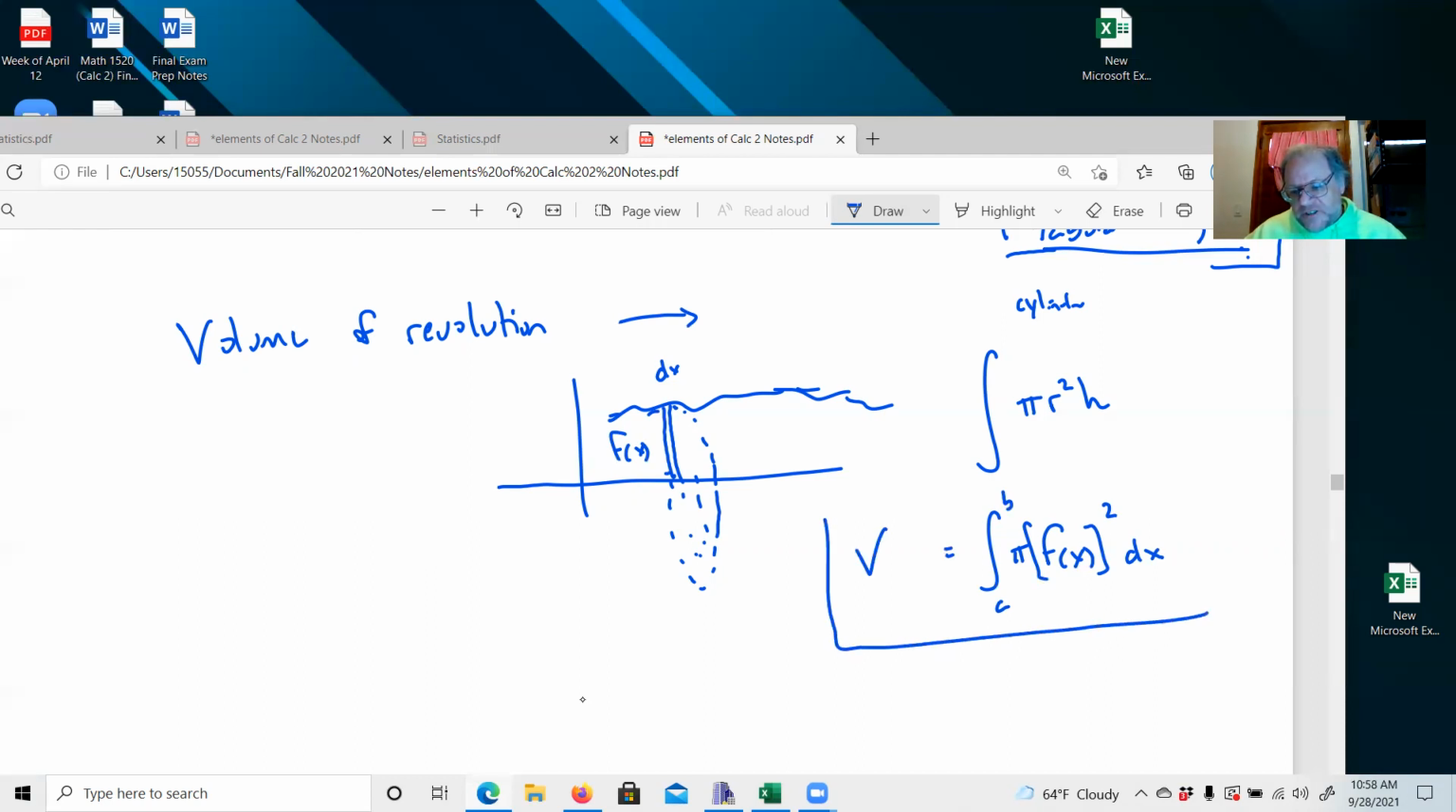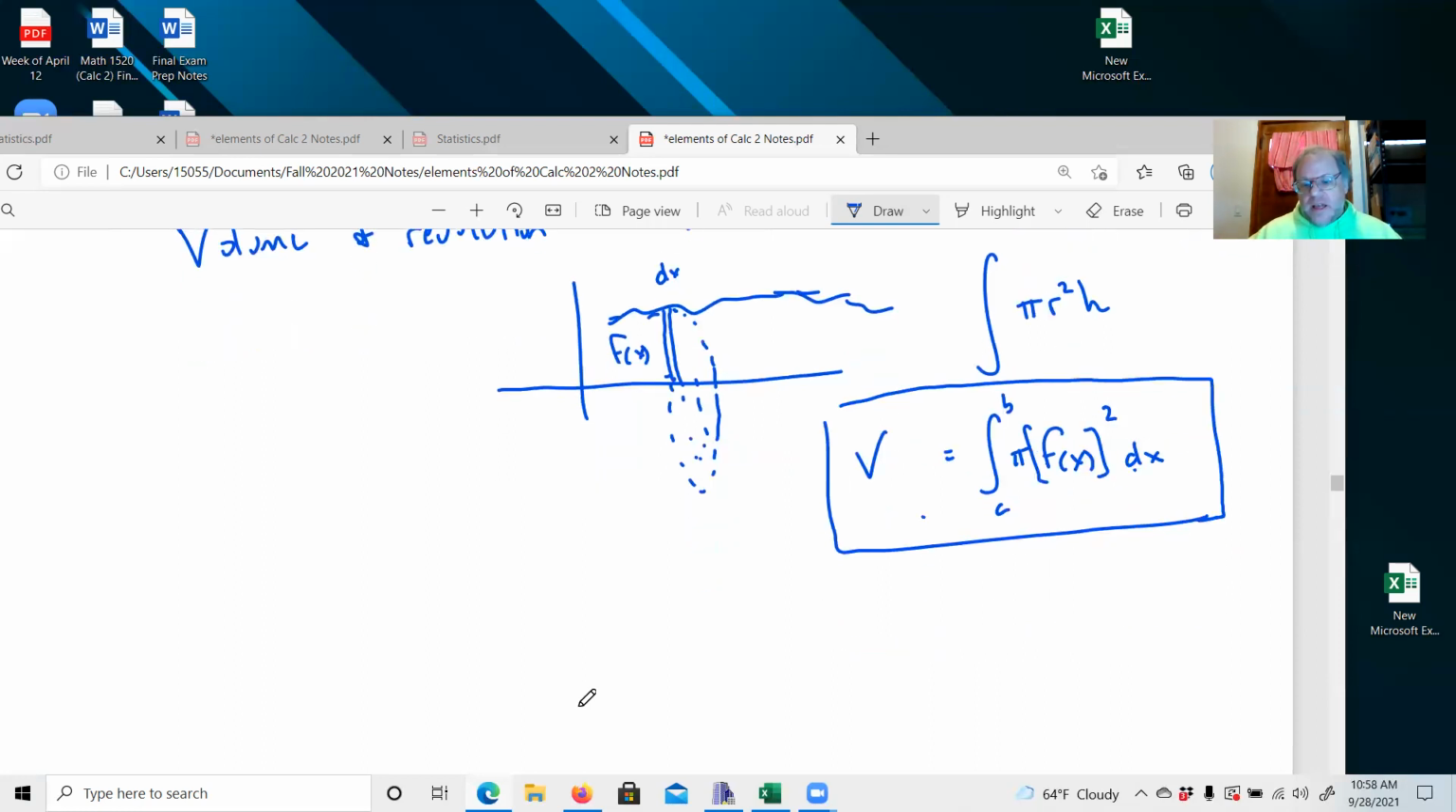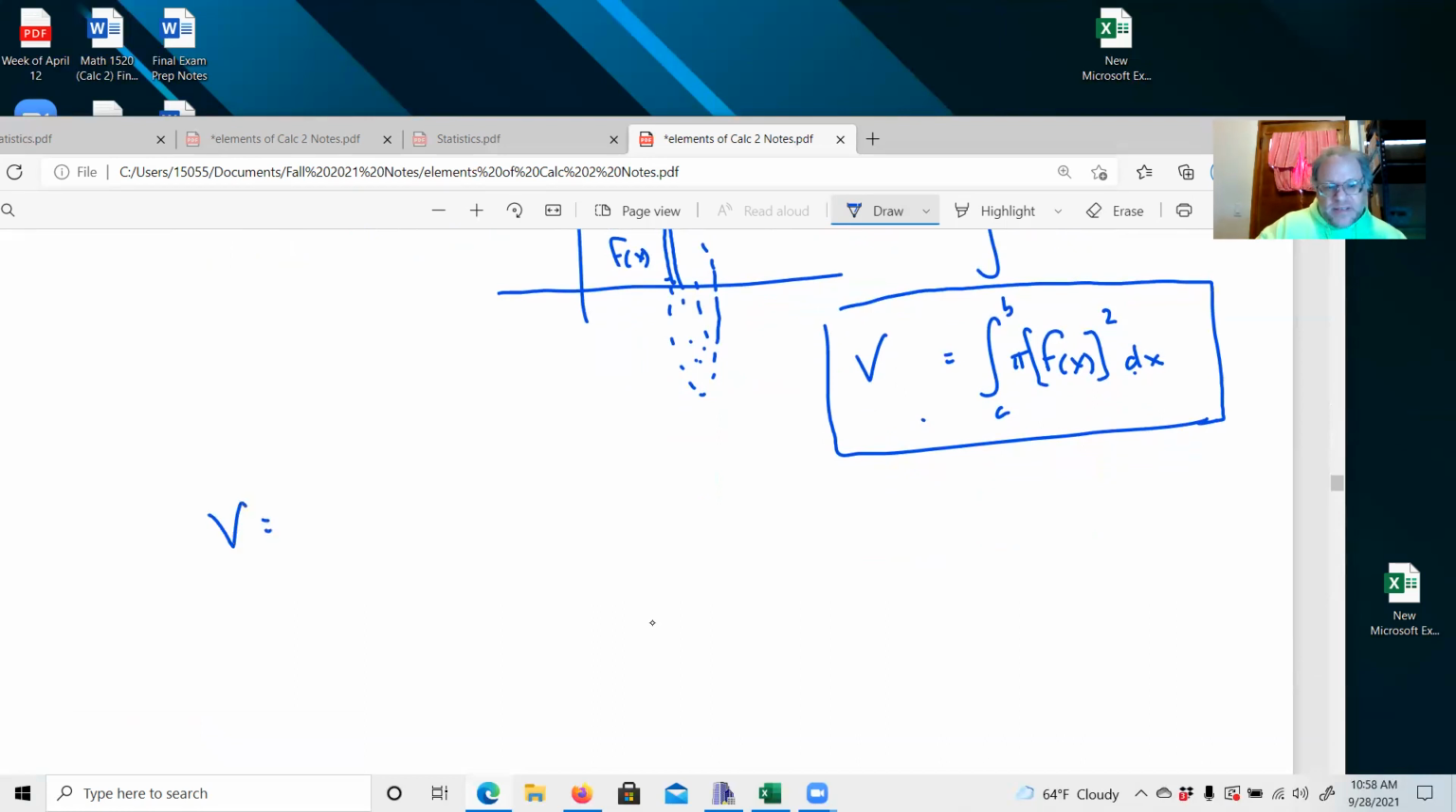I apologize, you're going to have to memorize this formula. So know this. V is equal to pi times the integral from a to b of f of x squared dx, because the pi is a constant, so we keep that out. Don't forget to square it. Often these problems are written in such a way that squaring it makes it easier, so be careful about that. Make sure you're squaring it.